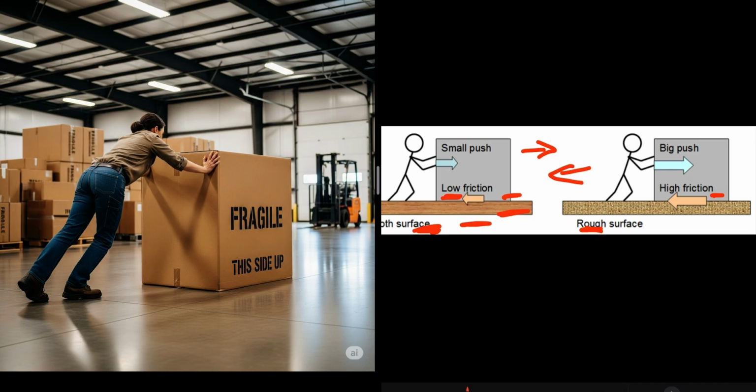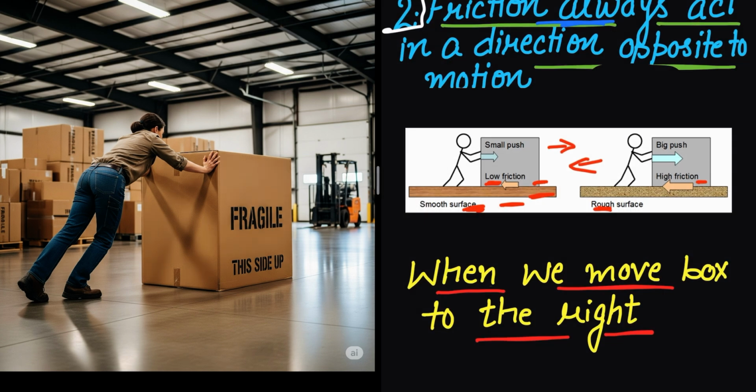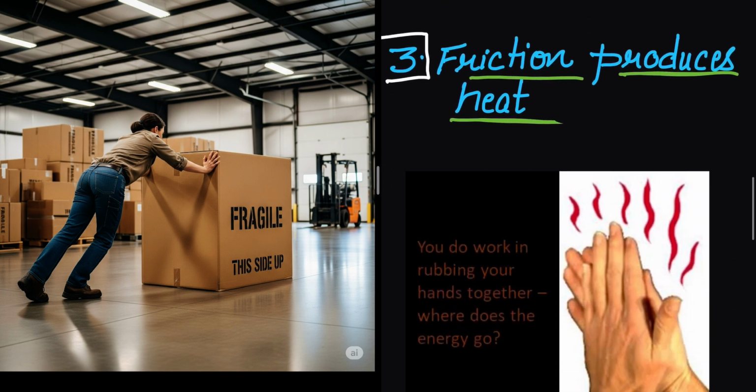Okay, so which force here will try to stop the motion of this box? That is the resistive force. What do we call that force? Frictional force. Let's move to the next example now.